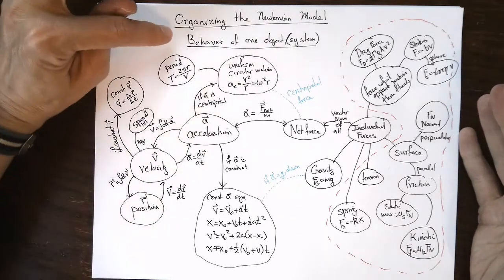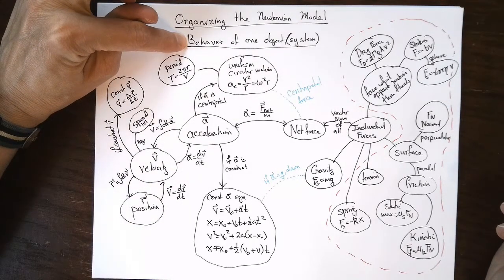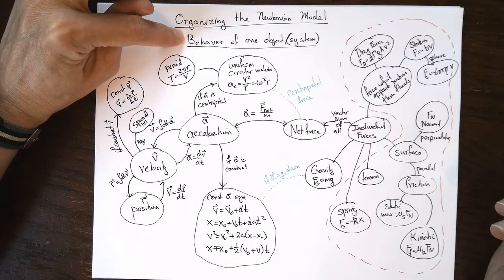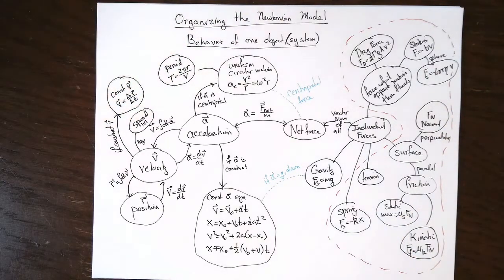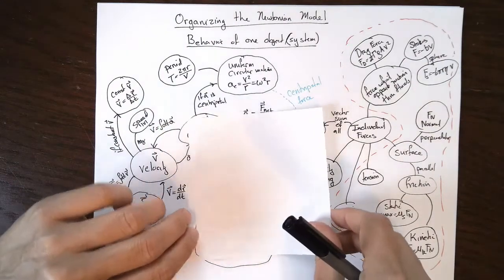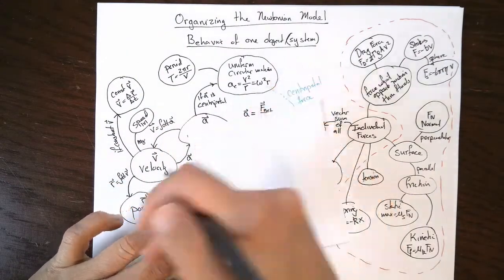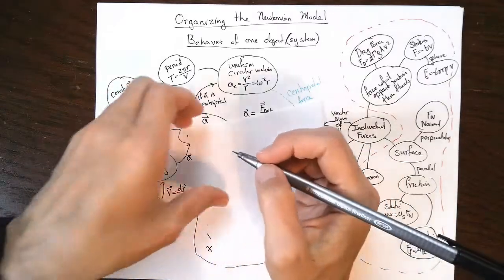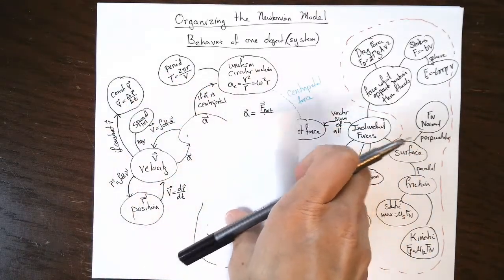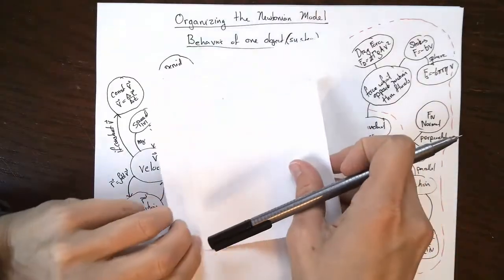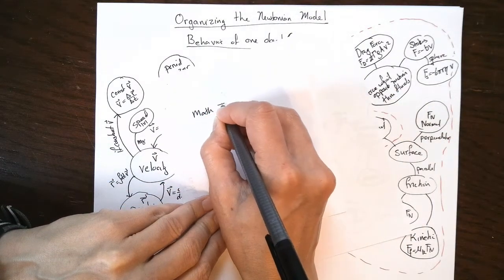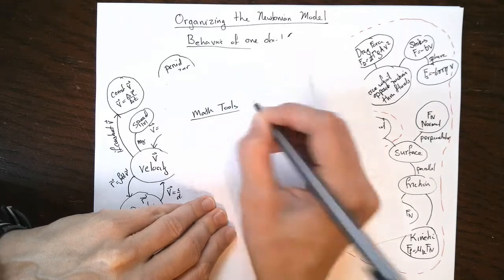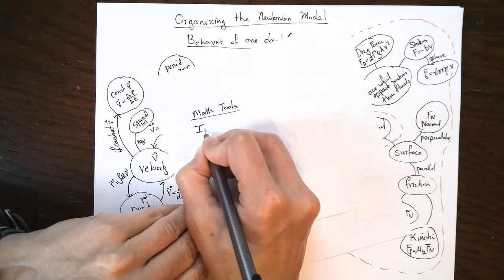Most of them, of course, are acting on just a single object at a time, so we look at things one at a time, but there are a few concepts that we haven't quite got onto this map yet. We do have a bunch of math tools that don't really go anywhere on this map, but we do use them. Let me put another piece of paper on here so I don't mark up my map. For the math tools, these are things like doing integrals.